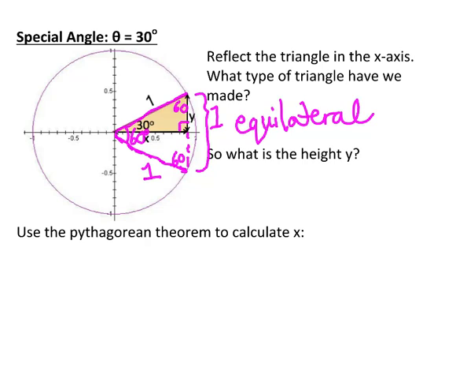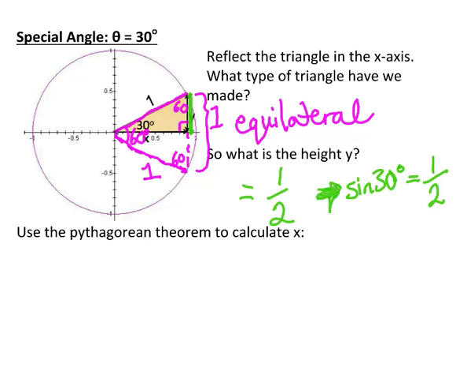That's really helpful because it tells me what y is. So y is just this height right here. Well, if the full height of my equilateral triangle is 1, then y is clearly half of that. So y must equal 1/2. And remember, y is the sine of 30, so what that tells us is that sine of 30 degrees is equal to 1/2. Check that out on your calculator. When you do sine of 30, you should get 0.5 or 1/2.